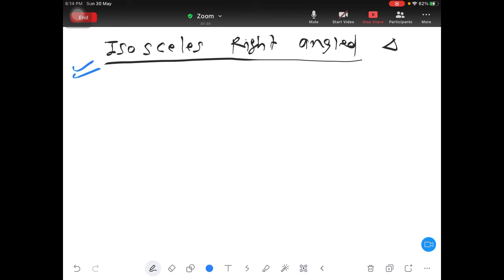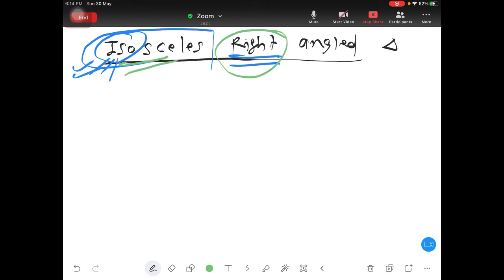The idea is, your triangle is isosceles, which means two sides are the same. At the same time, one angle is also 90 degrees. So in this special type of triangle, the 90 will always lie between the equal sides. Suppose I put one line like this and one line like this, then this angle has to be 90 degrees, and this will be the third side.